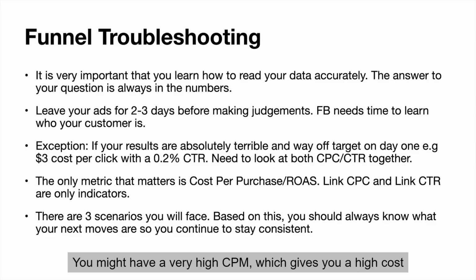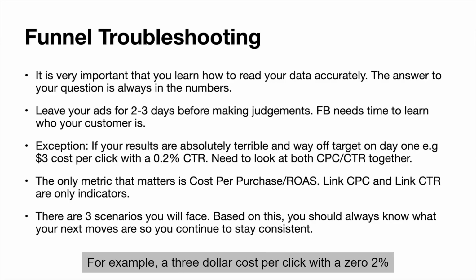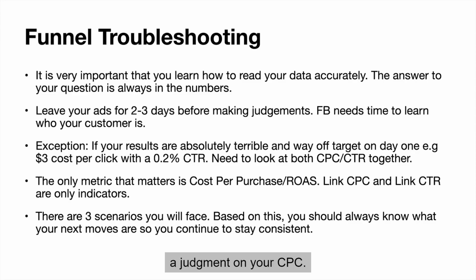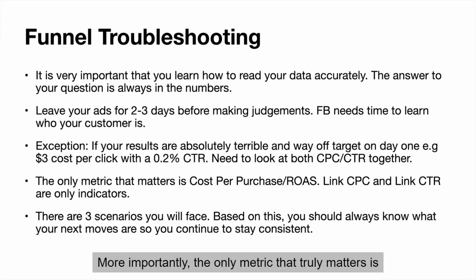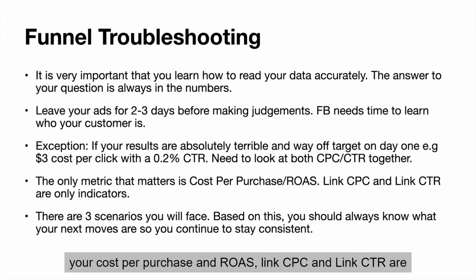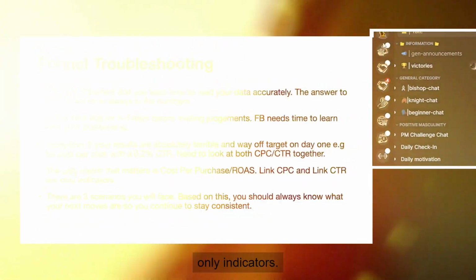You might have a very high CPM, which gives you a high cost per click. For example, a $3 cost per click with a 0.2% CTR is not the same as a $3 cost per click with a 3% CTR. So you need to look at both metrics together to really make a judgment on your CPC. More importantly, the only metric that truly matters is your cost per purchase and ROAS. Link CPC and link CTR are only indicators.